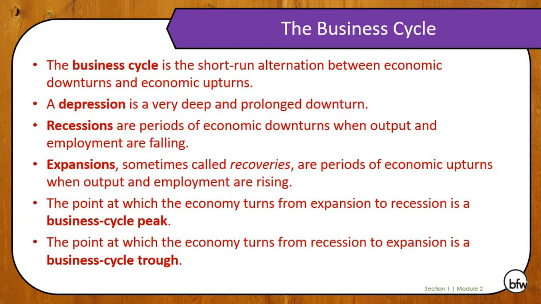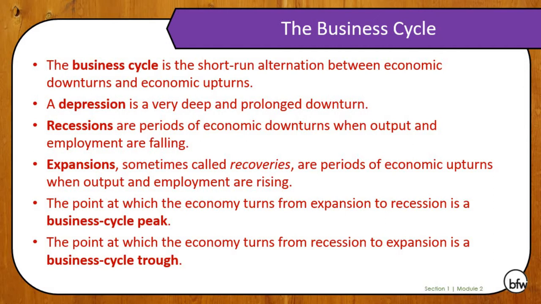The business cycle is the short-run alternation between economic downturns and economic upturns. We're going to go into more detail on what that is. Now, part of the business cycle, you're going to have a depression, which is a very long, very deep and prolonged downturn. Those are extremely rare. In fact, we've really only had one depression in the history of tracking economic cycles in the United States. Mostly we have what are called recessions, which are periods of economic downturn, but they tend to be short-term, within 6 months to a year or 2 years.